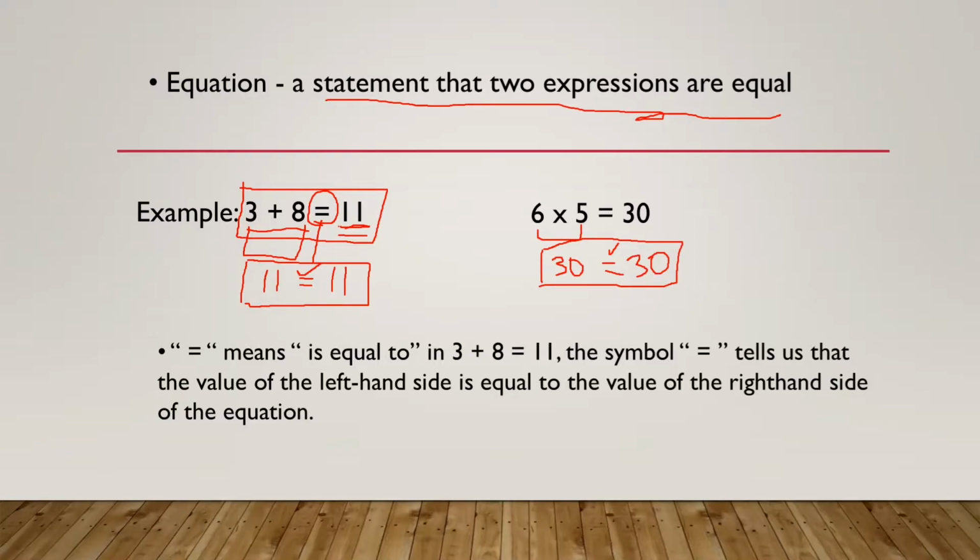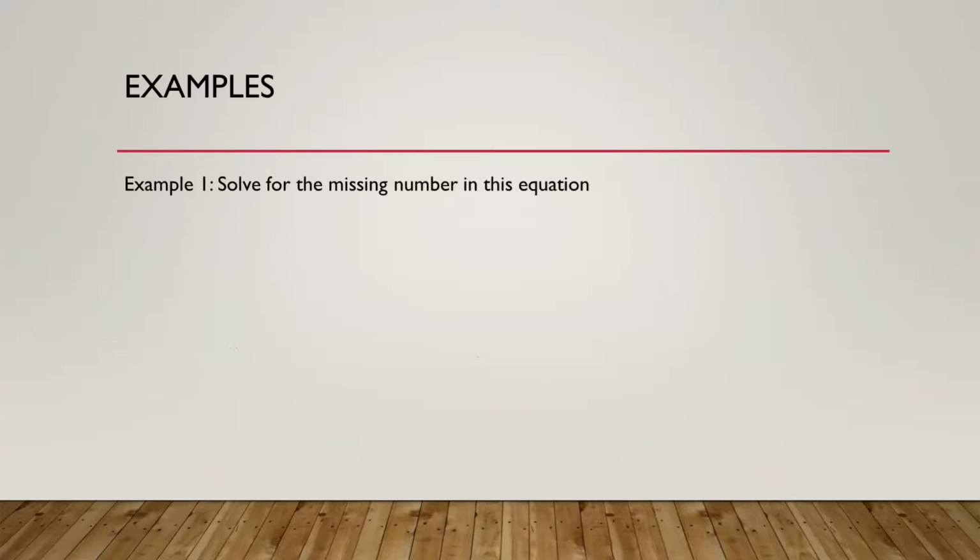So, let's have another example. This example is different from the example a while ago. Solve for the missing number in this equation. Dito sa ating equation, may missing number. So, 50 is equal to blank plus 23. What we are going to do is to find the missing number where if you add the missing number to 23, dapat equal siya sa ating left-hand side of the equation, which is 50. Therefore, we are going to find what number is missing.